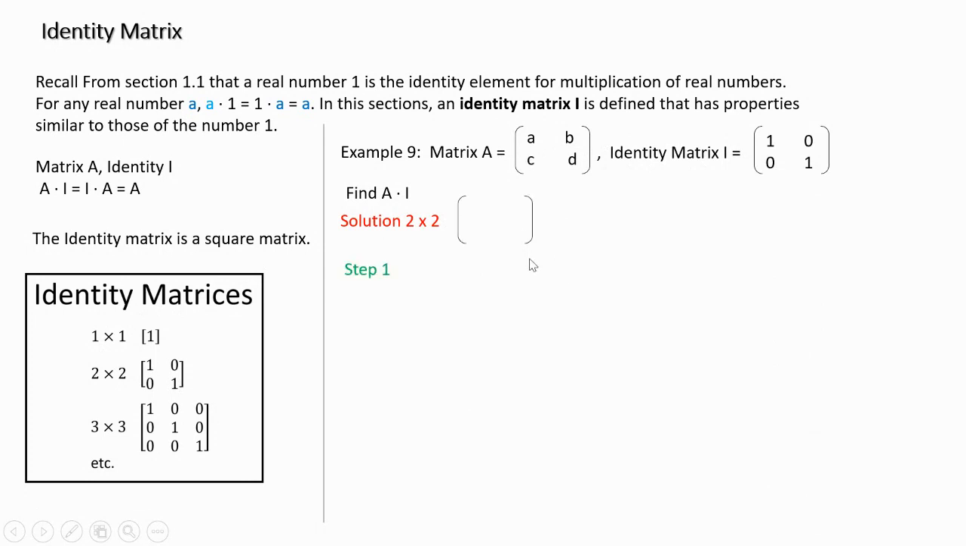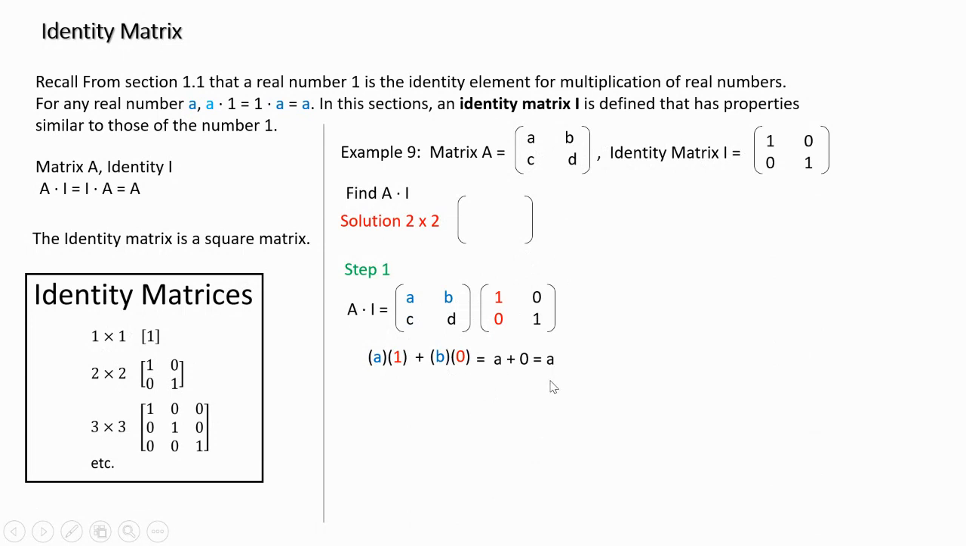Here we go. Again, step 1, let's do what we did earlier. So that's my matrix A, B, C, and D, and that's my identity, 1, 0, 0, 1. So again, step 1, I'm going to multiply A times 1 plus B times 0.